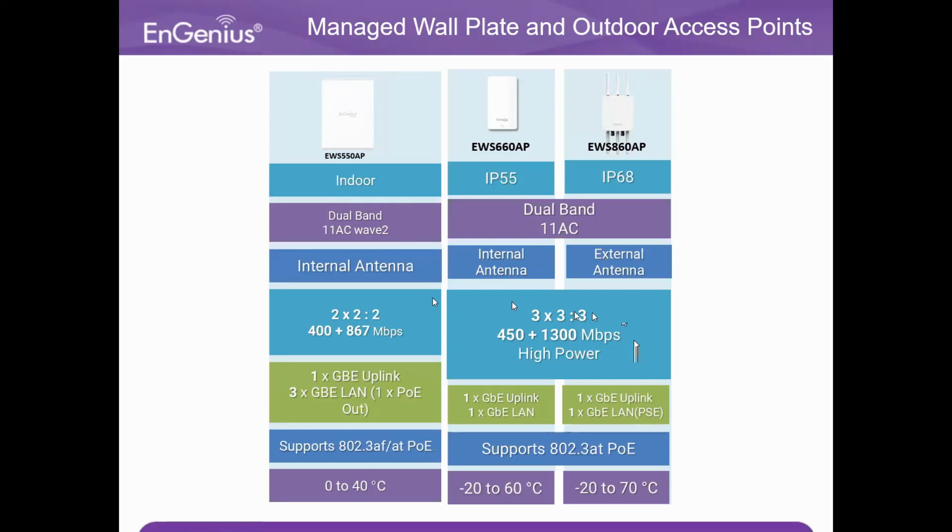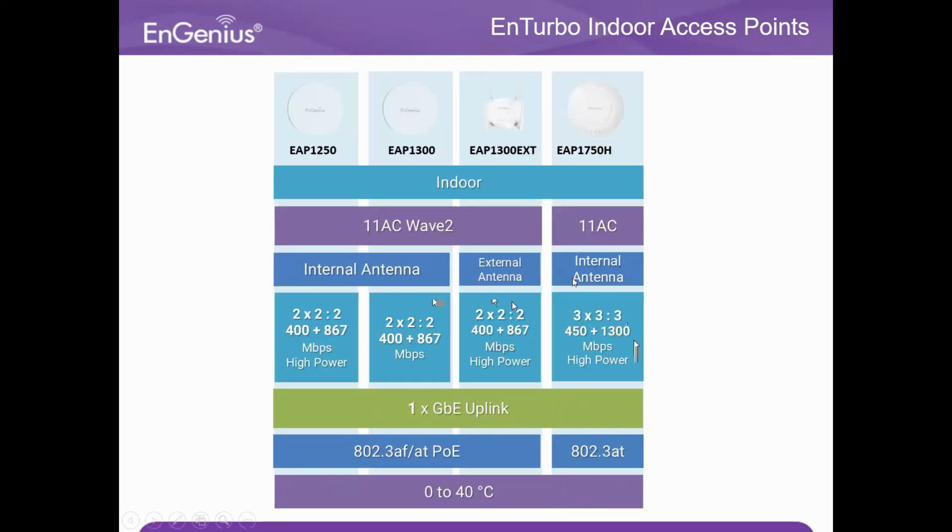used with the EnWiFi app. Right. Other than that, the N-Turbo series, we have the EAP1250, EAP1300, and the EAP1750. So take note of all this, as these are the series that you will want to use the EnWiFi to configure the access point.